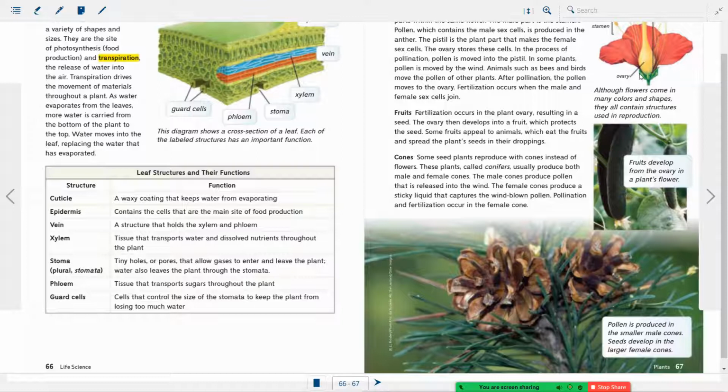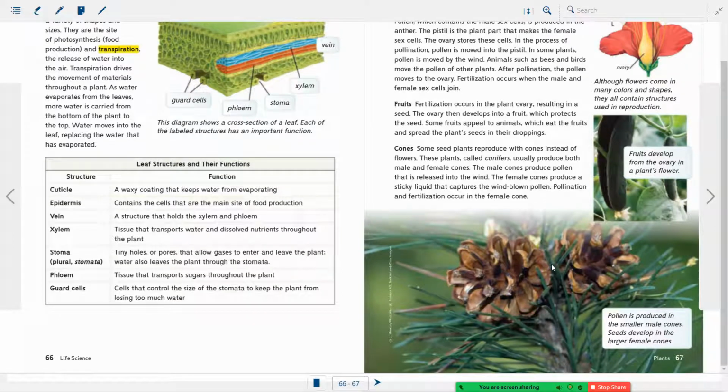So here we looked at the parts of the flower, and here we can see that fruits develop from the ovary in a plant's flower, and down here we can see the cones on different conifer plants.